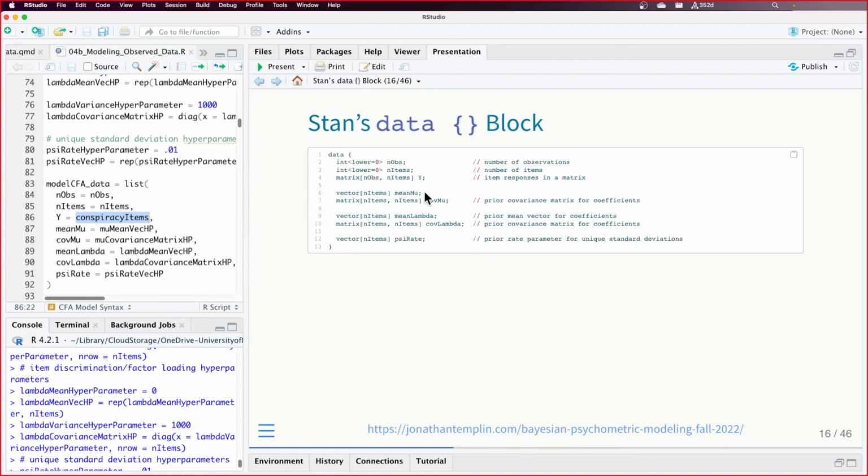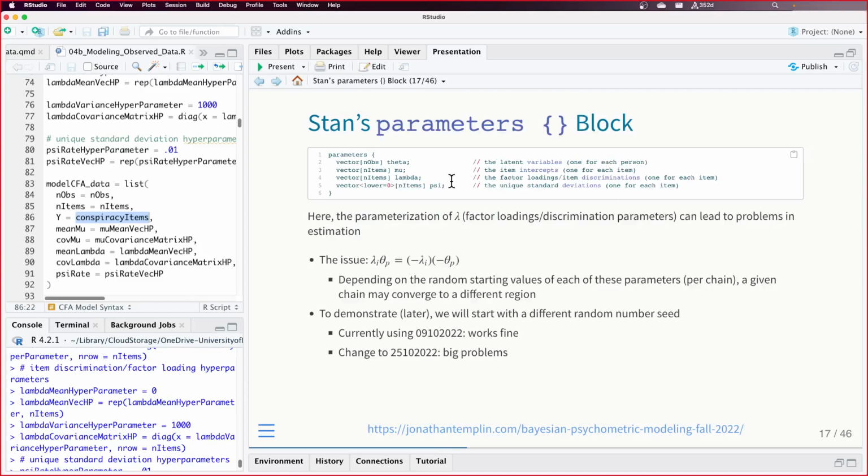So now things get a little bit more complicated. With each item having just one latent variable, that means we know each item will have its own item intercept, mu. Each item will have its own factor loading, lambda, and each item will have its own residual or unique standard deviation, psi. So I split each of those up into 3 different parts. And actually, I'll flip forward for it.